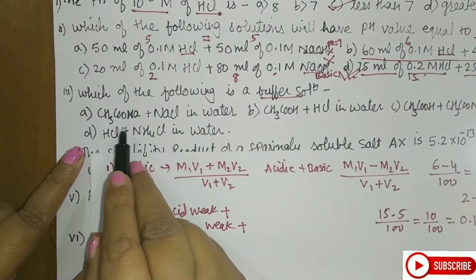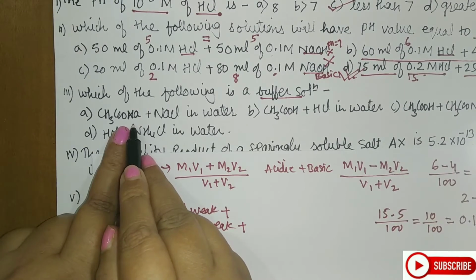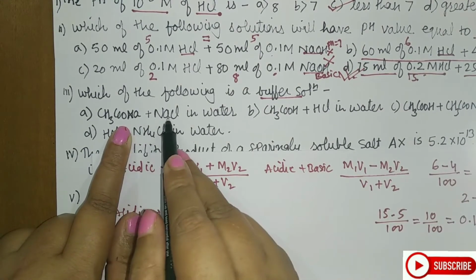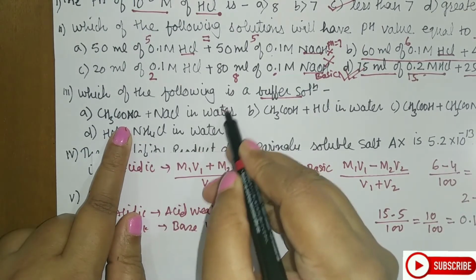So let us see the first one. This is CH3COONa. So this is a salt, but this is also a salt. So this is not the option.